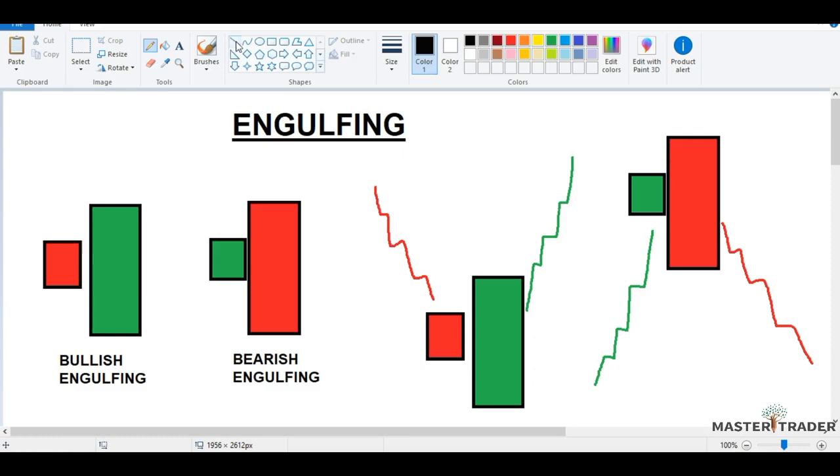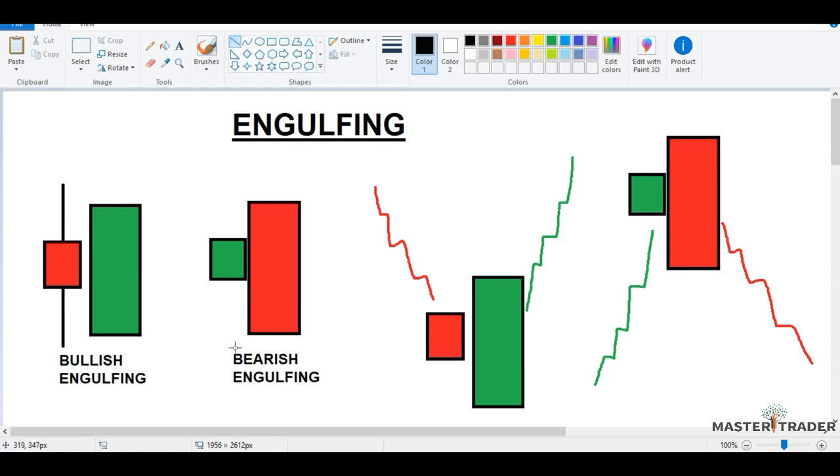Now keep one thing in mind, guys, that you might see a candle like this with a wick at the top and let's say a wick at the bottom, and you might say that the high and the low of this are larger than the engulfing candle. So is this still a bullish engulfing? Yes, because we are only taking the body into consideration, not the shadows. So keep that one thing in mind.